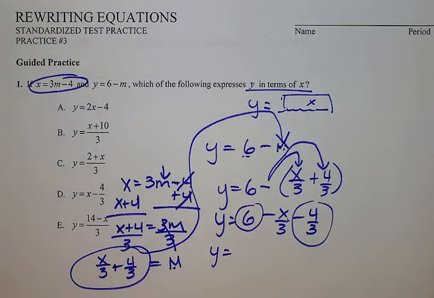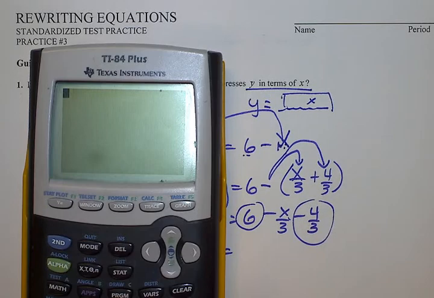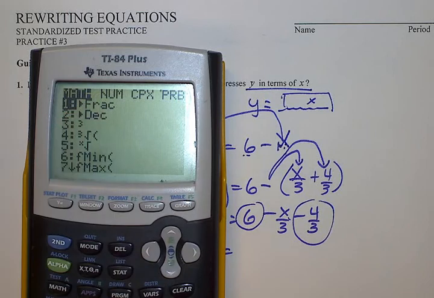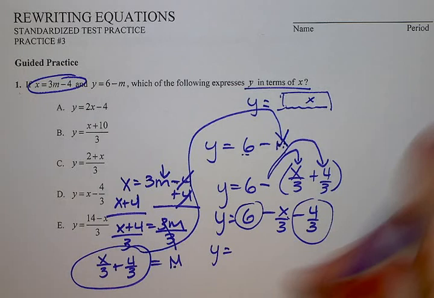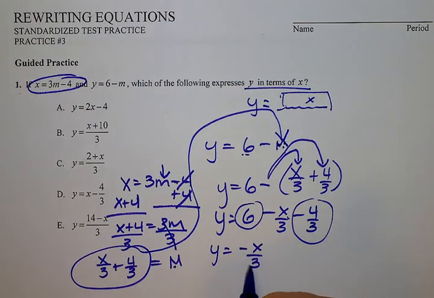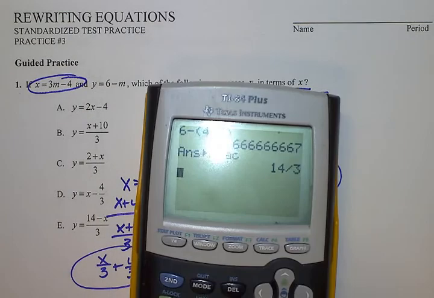And I'm going to use a calculator to help do the hard work here. So I have a positive 6, subtract 4/3, turn it back into a fraction by hitting math, fraction is highlighted, and pressing enter twice. So 14/3. And it was, if you notice, a positive 14/3.